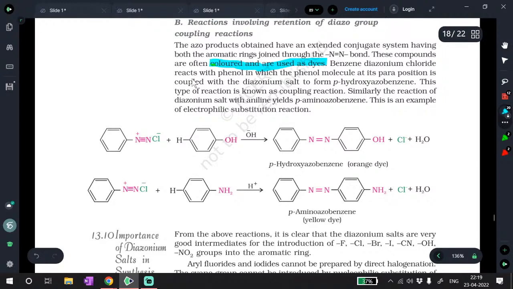So benzene diazonium chloride reacts with phenol, in which the phenol molecule is coupled at its para position with the diazonium salt. So of course, there is no chance at the ortho position.